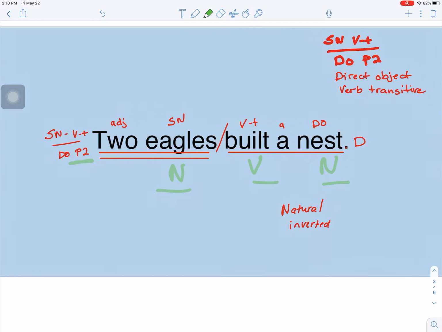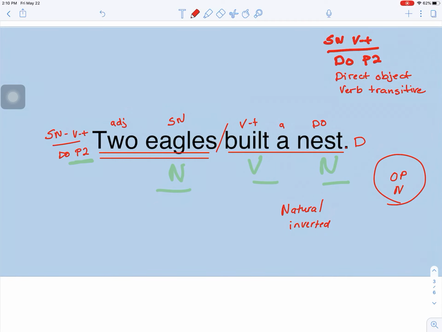Now the only difference that you're going to be working with is sometimes you're going to see an OP, which is also a noun, but that does not change your sentence structure. Okay, let's move on to the next one. 2 beautiful eagles built a large nest high above the river.